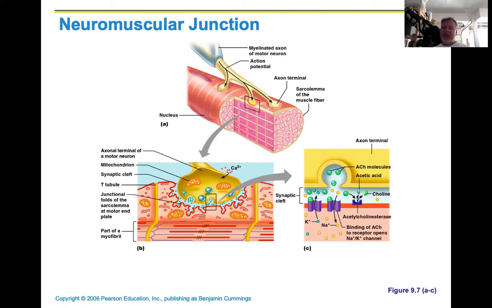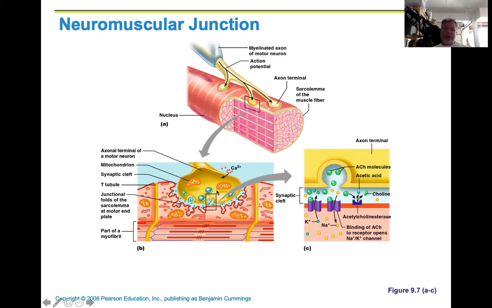Okay, so when a nerve impulse reaches the end of my axon, what happens is voltage-gated ion channels open, and this allows calcium to enter into the cell. Here's my calcium coming into my nerve cell. We're just in the nerve cell now.